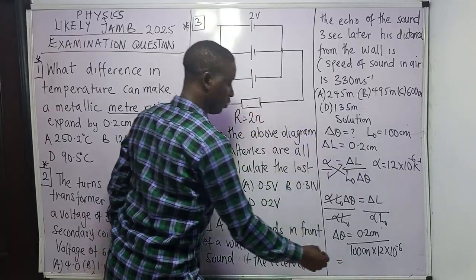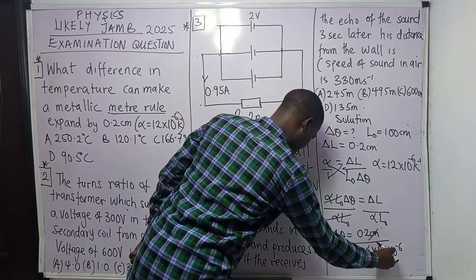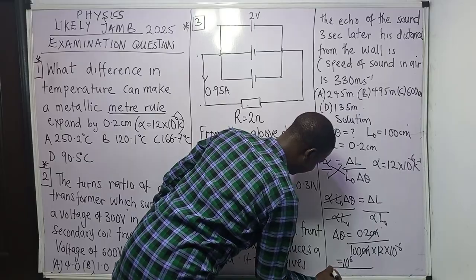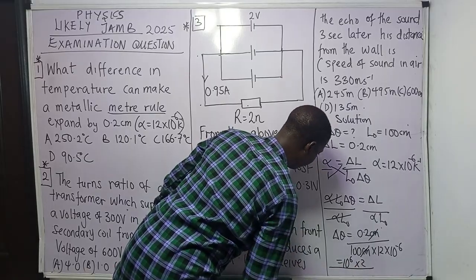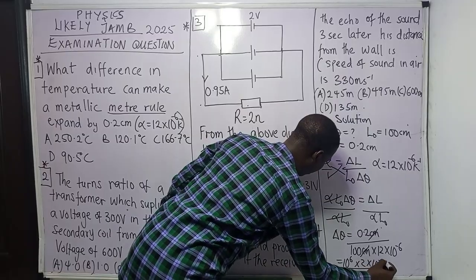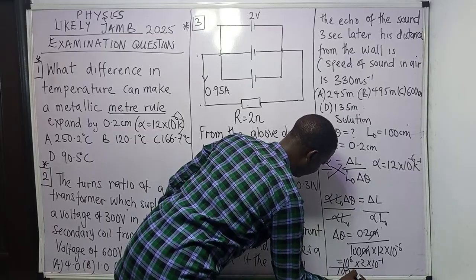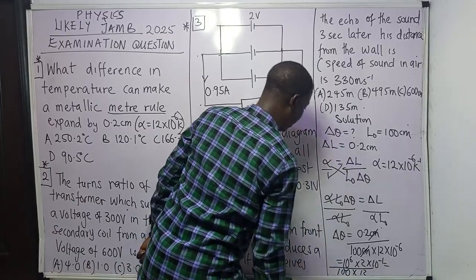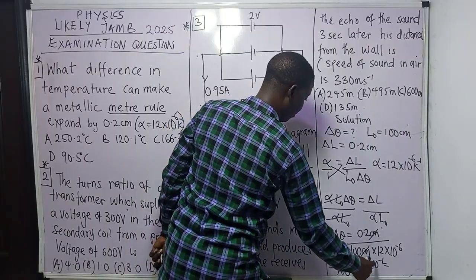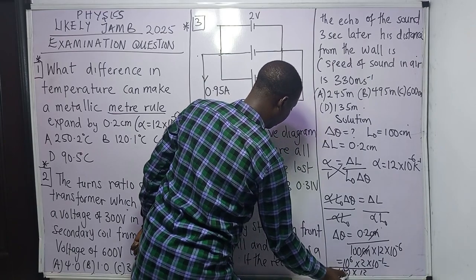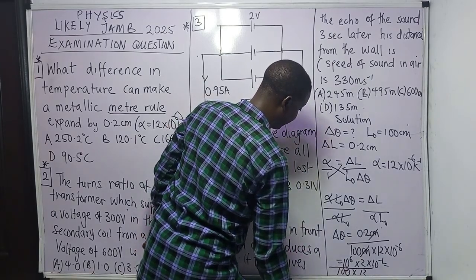So if you press the calculator, this one will cancel this, and this one will go up. So we're going to have it as 10 raised to the power 6 divided by, times, 2 times 10 raised to the power minus 1. Then we have 100 times 12. If you do that now, you would have 10 raised to the power 6 minus 1, which is 10 raised to the power 5. Then if you remove two zeros from that, 10 raised to the power 3.